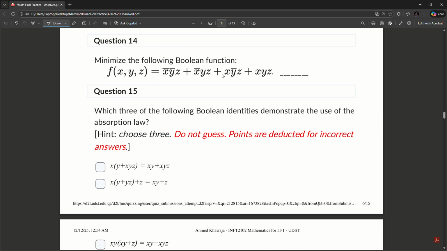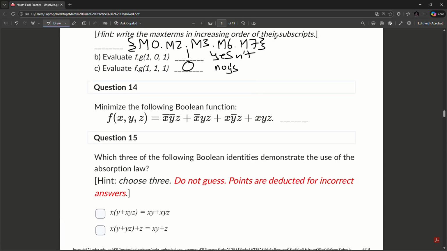Now, minimize the following Boolean function. There are two ways you can do it: the long way and the short way. I prefer to do it the long way because it helps me understand. So I separate it into two parts, this and this, separated by the plus. So x, y, z plus x, y, z.